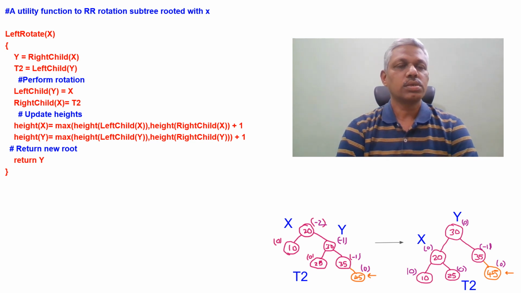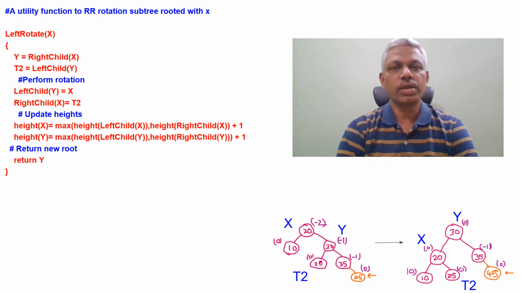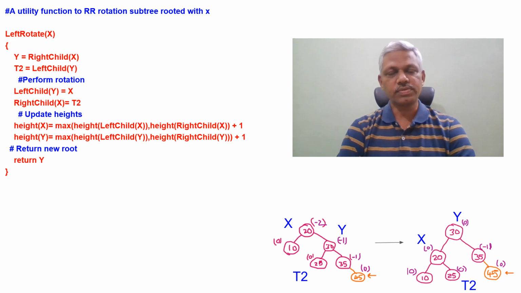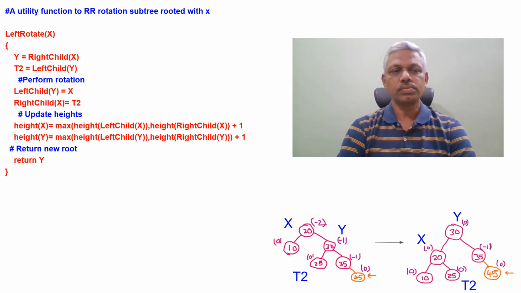We perform this in the form of a functionality here, left rotate on x. So we identify y as right child of x and t2 as left child of y, and to perform the rotation, two actions are performed: left child of y is equal to x, and right child of x is equal to t2.